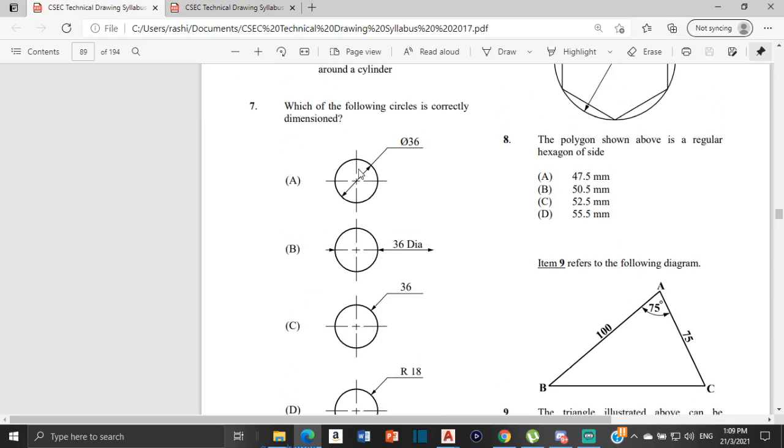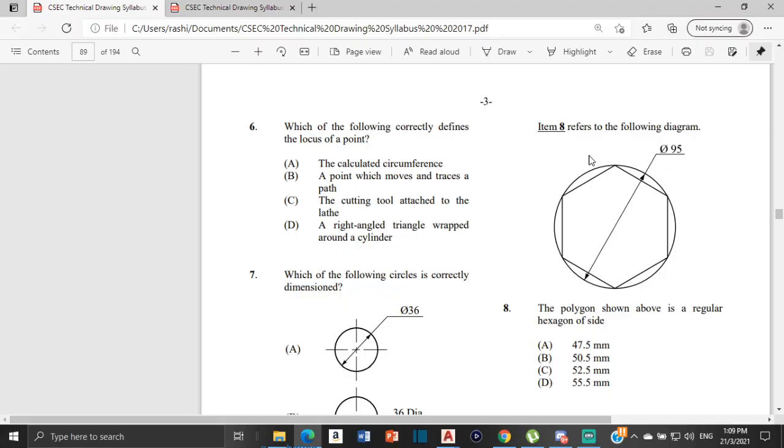All right, and we know that this is A because the arrow goes from one end of the circle through the center of the circle to the next end of the circumference, and the diameter symbol is used to represent that we're talking about the diameter, and we're saying that the diameter is 36. All right, so that is properly dimensioned. So the answer for number 7 is A.